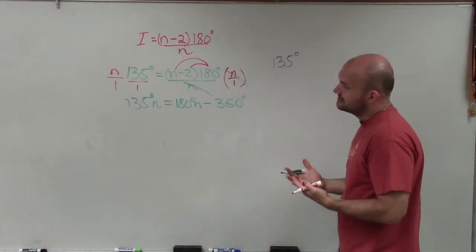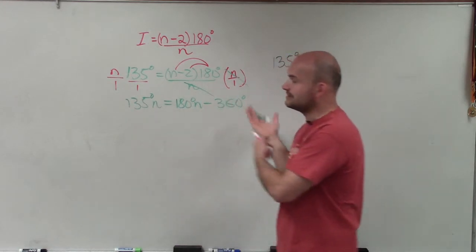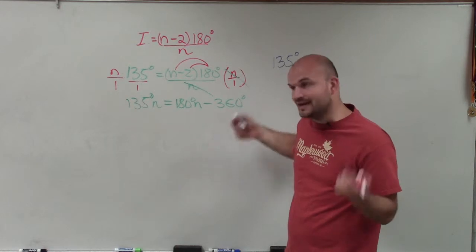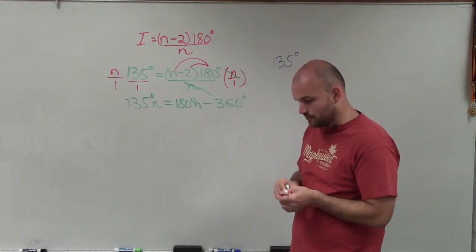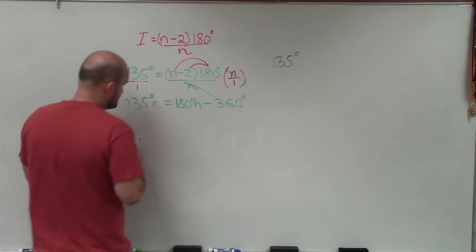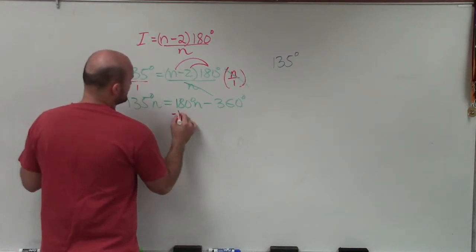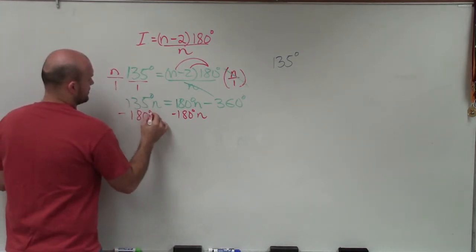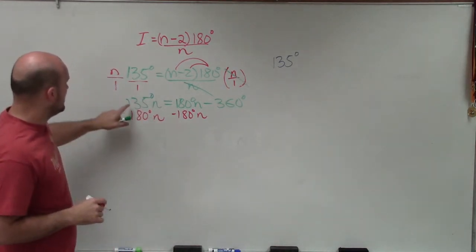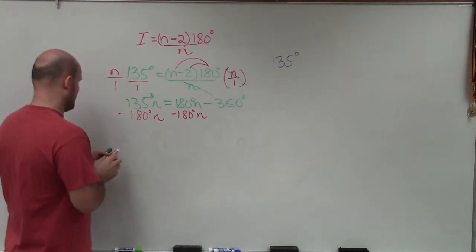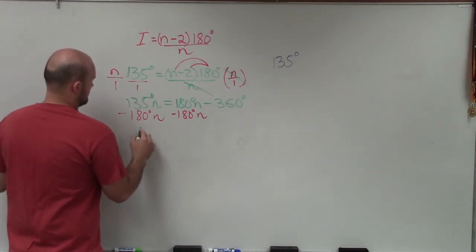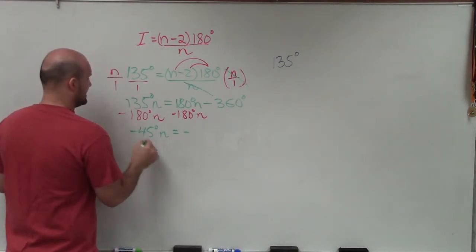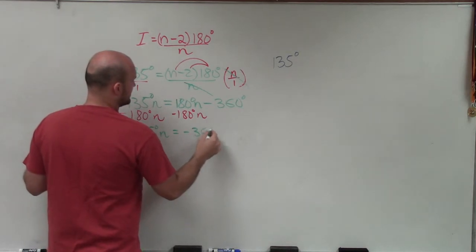Now I need to get the n's to the same side, and we can get them to the left side or to the right side. If I get them to the left side, it's going to be negative, but that's okay. I'm going to have to divide by a negative number anyway. So I'll subtract 180 degrees n on both sides. That gives me negative 45 degrees n minus 360 degrees.